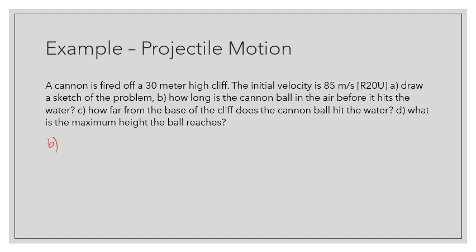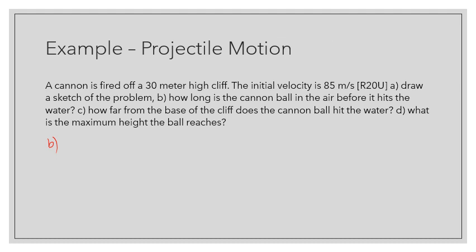Now that we have visualized the problem, we can move on to part B. How long is the cannonball in the air before it hits the water? You may think that we could use the equation velocity is equal to the change in displacement over the change in time. But in reality, we can't because we don't know what the displacement is. So instead, we'll have to use the kinematic equations as well as some quadratics.